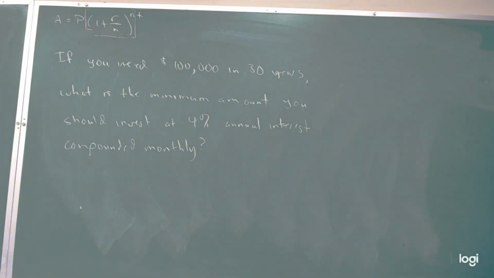If you need $100,000 in 30 years, what's the minimum amount you should invest at 4% annual interest compounded monthly? So we're gonna plug in where? Should we talk about it, or do you need a moment to think? Plug in 100,000 for A.